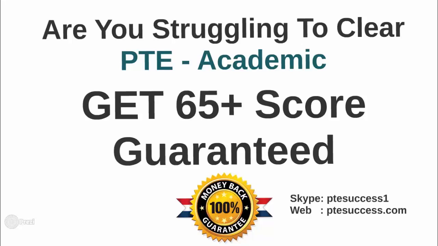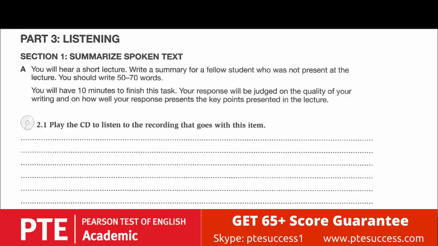Practice Test 2, page 74, section 1. Summarize spoken text. You will hear a short lecture. Write a summary for a fellow student who was not present at the lecture. You should write 50 to 70 words. You will have 10 minutes to finish this task. Your response will be judged on the quality of your writing and on how well your response presents the key points presented in the lecture.